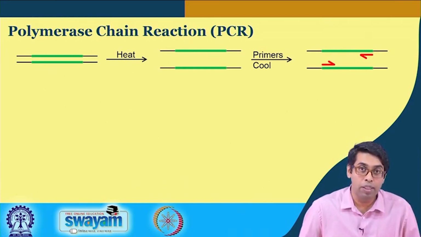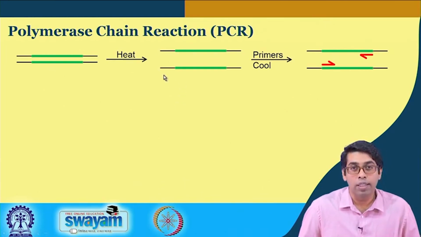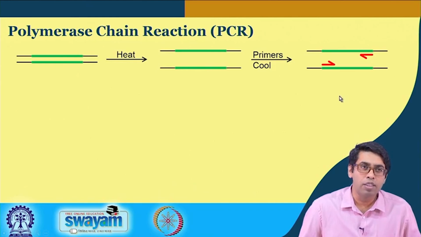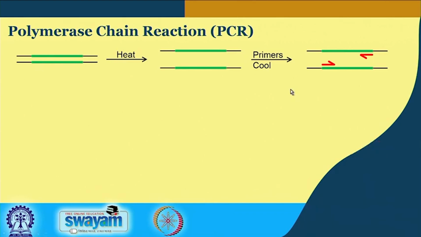and then we cool it down to a much lower temperature, let us say around 55 degrees centigrade, and in the reaction mixture we have added primers, which are small DNA sequences that are complementary to this part and this part. Again, this is 5 prime to 3 prime, and this is 5 prime to 3 prime. So, these primers are complementary to these two strands, and they typically have a length of 20 to 40 base pairs. The primers are added in much more excess compared to the target DNA, so they will bind there.